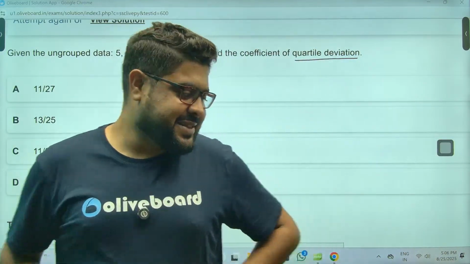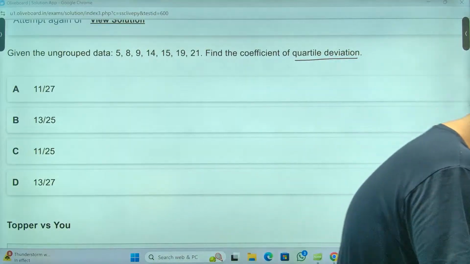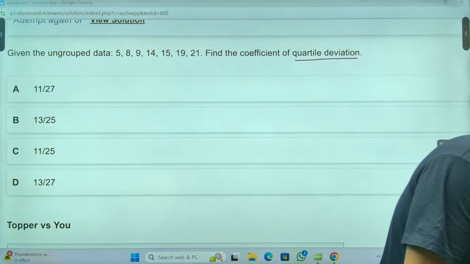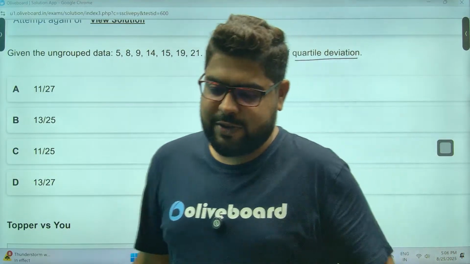Now, many people will say, sir, what is quartile? Panmay, Niranjan, very good evening. Very good evening to everyone.